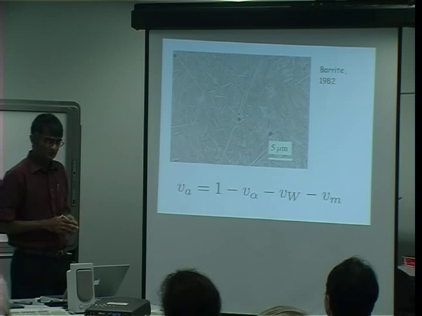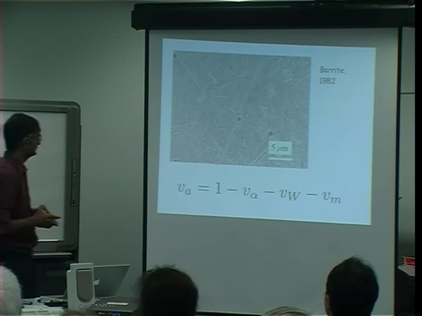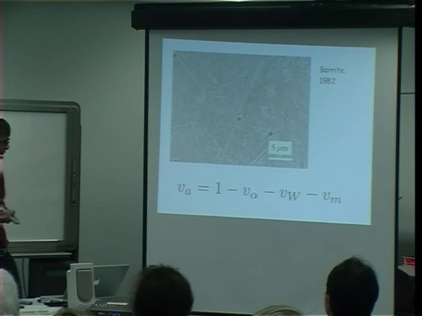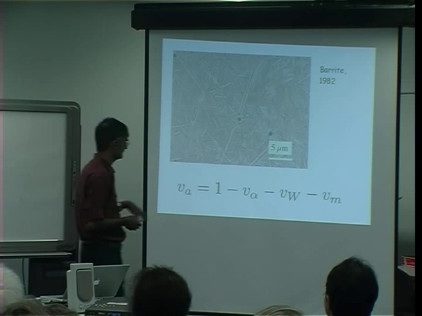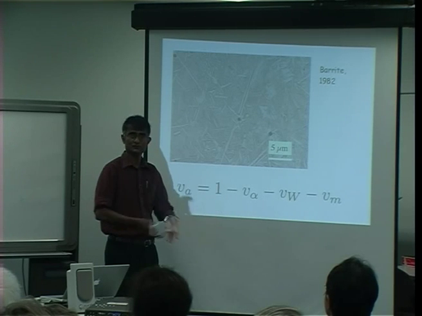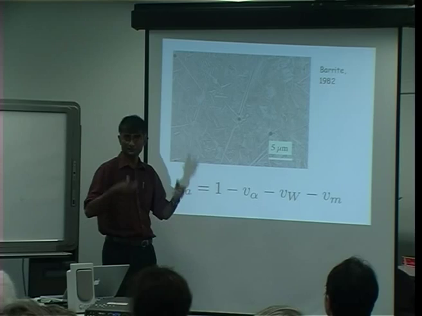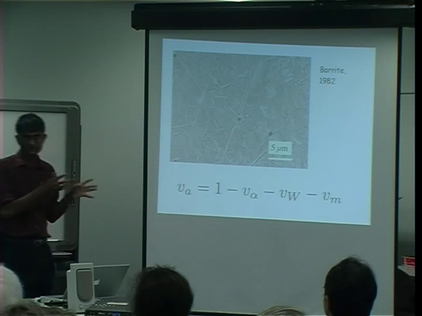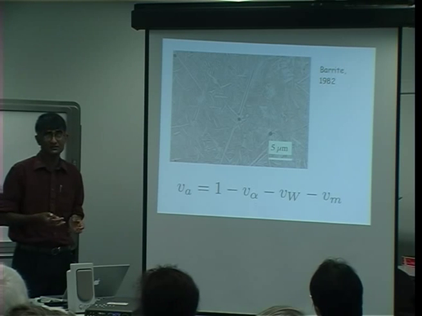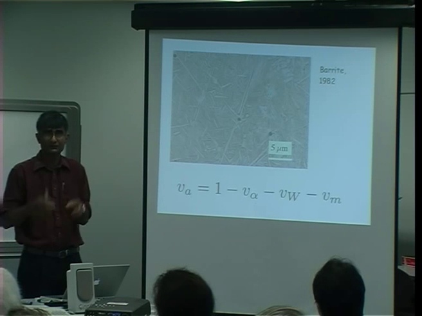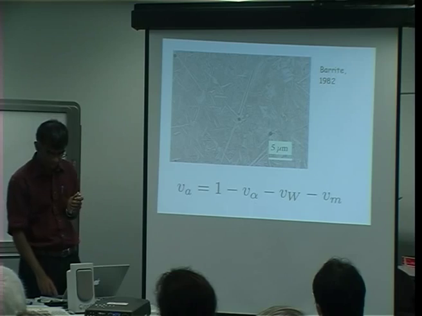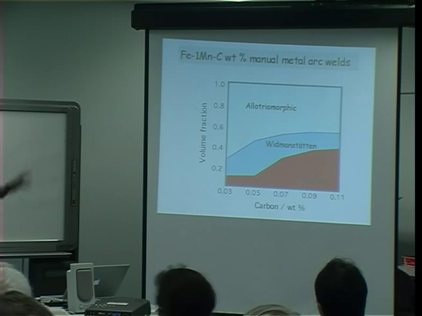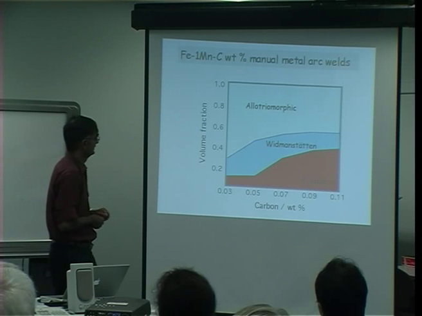Now, some time ago, when we developed this model, we didn't understand how acicular ferrite forms. So we used to simply calculate it as the difference, you know, the amount of austenite that is left untransformed after allotriomorphic ferrite and Widmanstätten ferrite have formed. But we now have a theory for this, so we can calculate it rigorously, because it's simply the theory for bainite with intragranular nucleation.